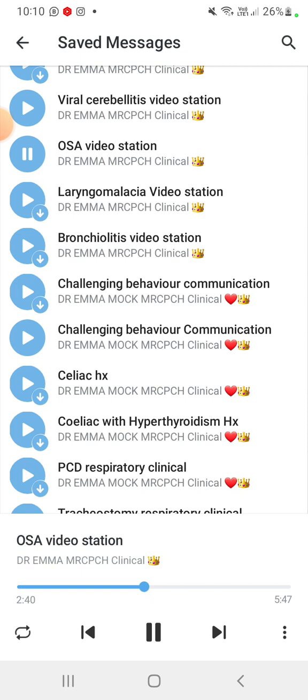Overnight polysomnography is the gold standard test. Here we measure, and also the examination. Examination is ear, nose, throat examination, and whether any dysmorphic feature is present or not.